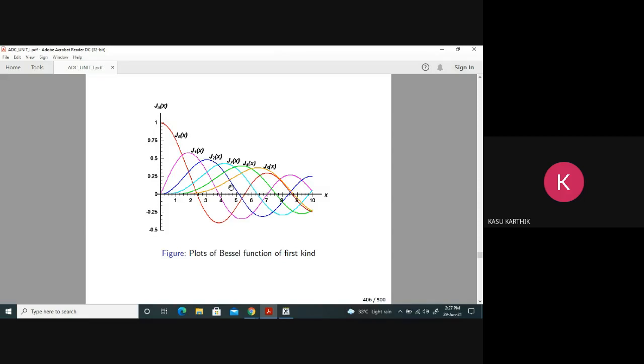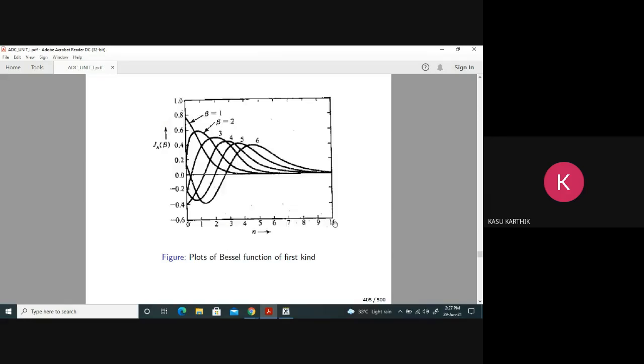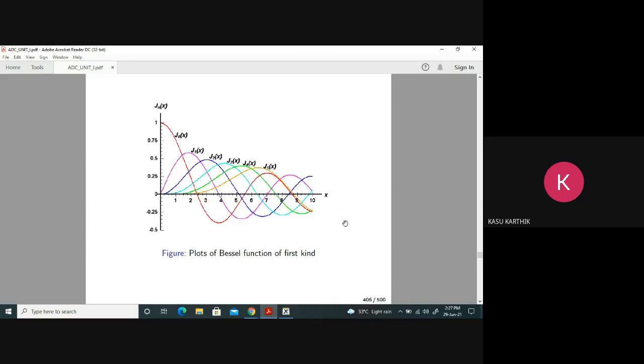See, the difference is here: this graph is beta versus Jn(beta), whereas this graph is n versus Jn(beta). Look at the difference very, very carefully. I have shown the two graphs, where this graph is n versus Jn(beta), and this graph is beta versus Jn(beta). Here it is mentioned as X, but it will be beta. X is nothing but beta.